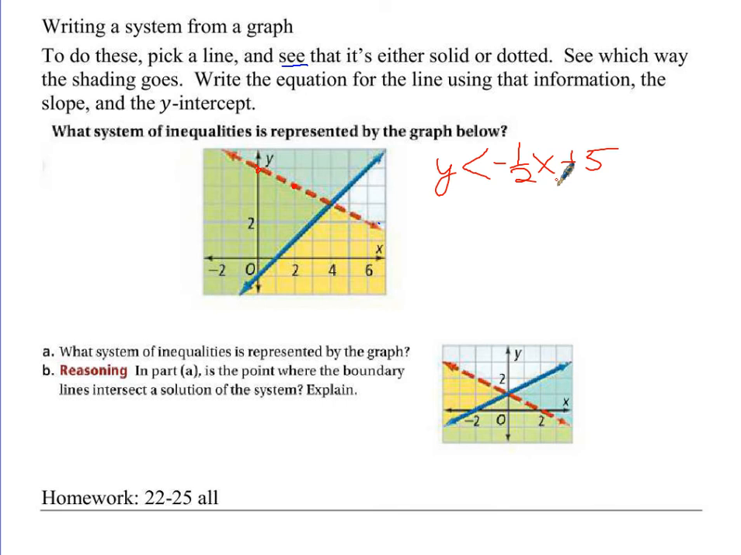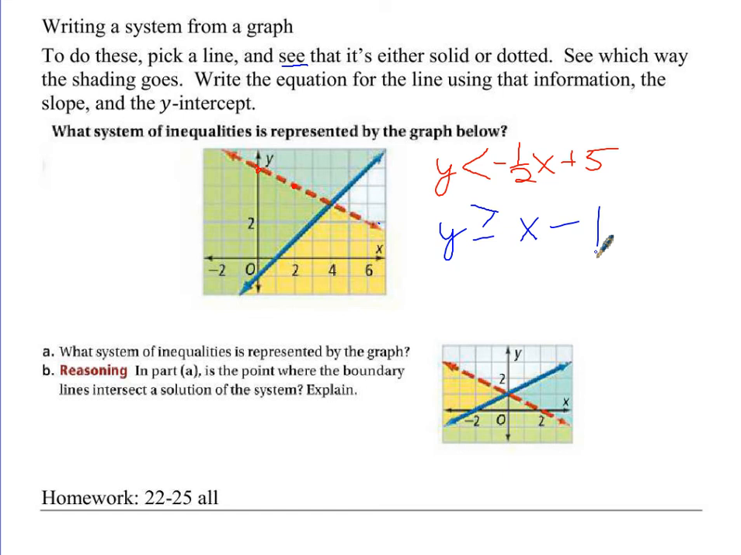Now switch to the blue one. Blue line's solid. Which way are we shading? Above. So with a solid line shading above, I'm going to write y is what? Greater than or equal to. What's the slope of this line? The slope of this line is 1, x. Where do we start? Negative 1. So y is greater than or equal to x minus 1. There's your system of inequalities that generated that.